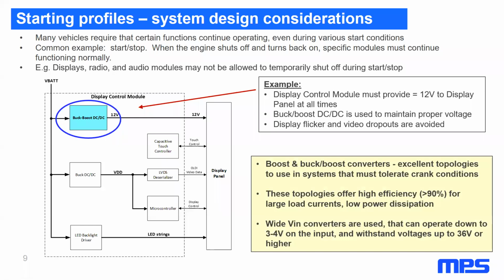For systems that must tolerate various crank conditions, boost and buck boost converters are excellent choices. Both of these topologies offer high efficiency of 90% or more for large load currents, resulting in very low power dissipation. Wide VIN converters are typically used that can operate down to 3 to 4 volts on the input. These devices must also operate up to 36 volts or higher to withstand other high voltage conditions.